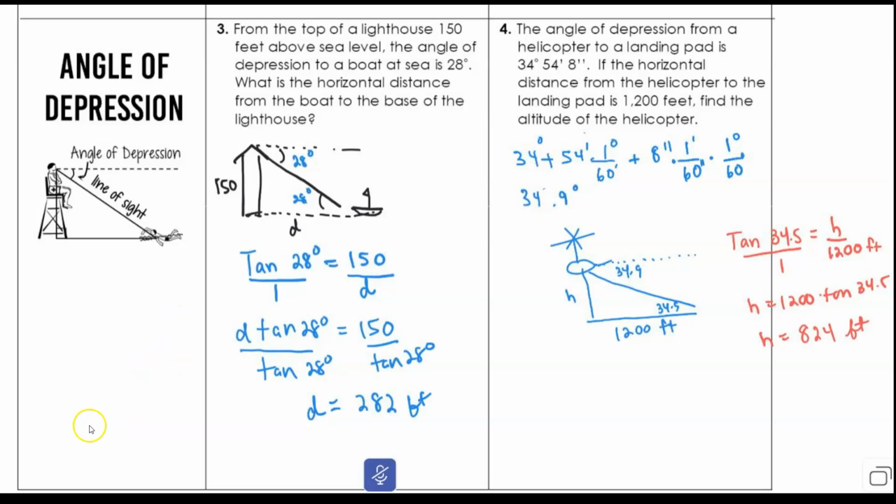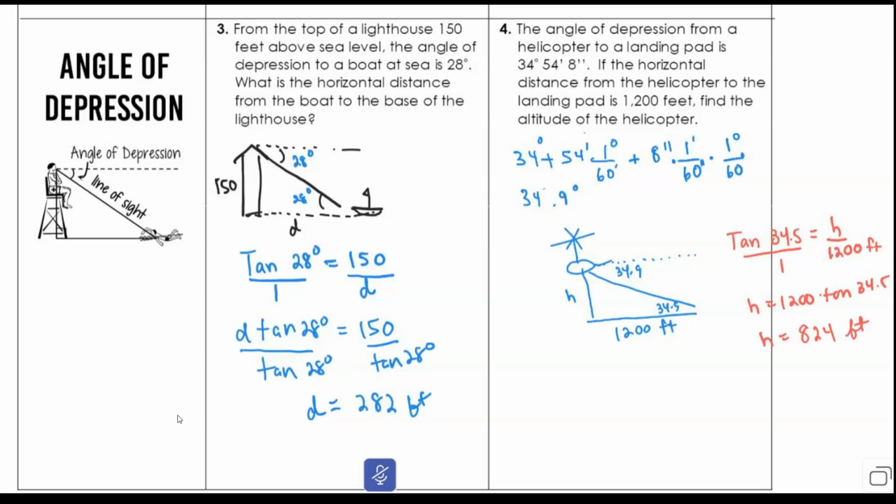And why do we do that? It has to do with unit conversion. We know that 1 minute is 60 seconds, and we know that 1 degree is 60 minutes. So I'm going to go ahead and press enter. And so we get 34.9 degrees.